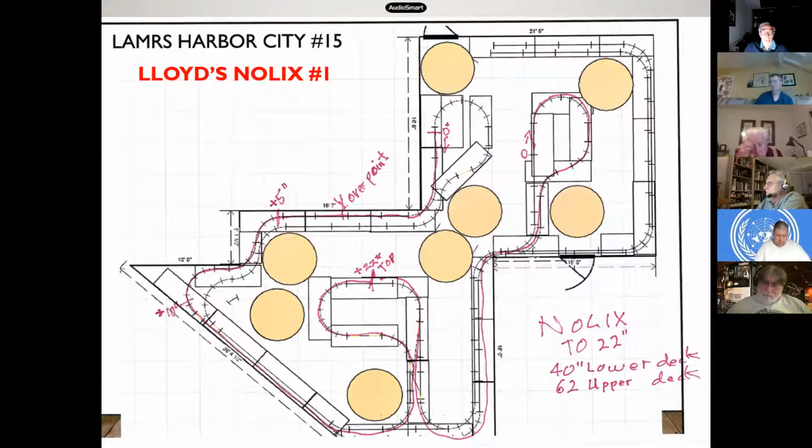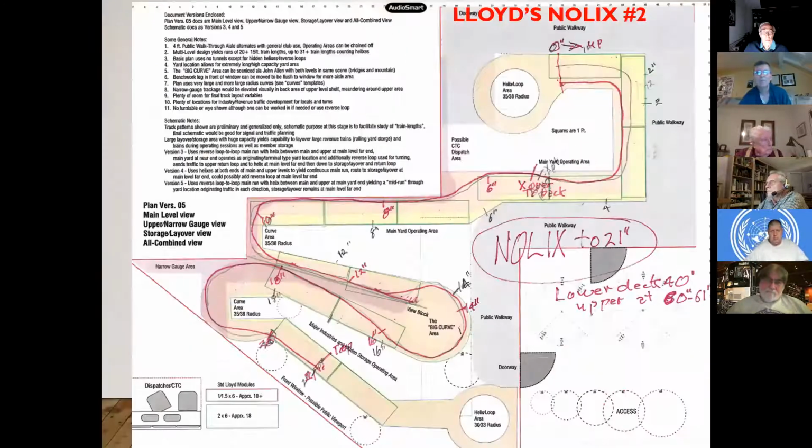Can I get Marty to pull up Lloyd's nolix number 2? It's slide 21 on his PPTX number 9. Is this it here, Lloyd? Yeah. Well, I'm looking at it from my own side. I've got to get back to the Zoom here. Yeah, that one. Okay.